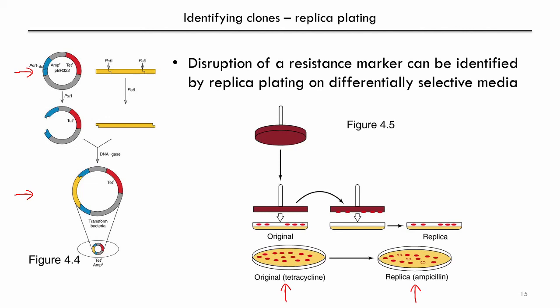So which are which? Which cells have the clones containing the insert? They're the ones that did not grow on ampicillin, but did grow on tetracycline. What are the other ones that grow on ampicillin and tetracycline? They are the clones with the self-ligated vector. This is one method for identifying clones.